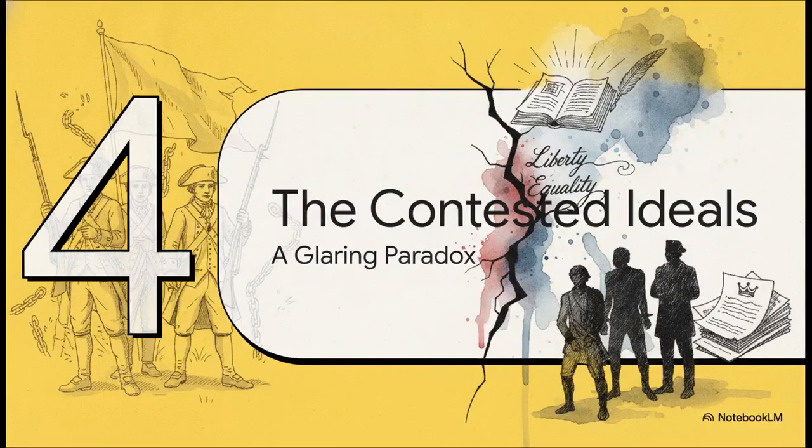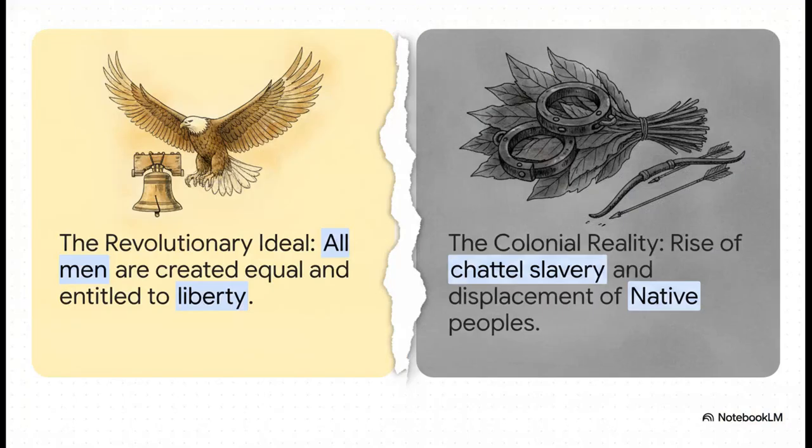Now we need to look at the whole picture, which brings us to Section 4, the contested ideals. There is a very glaring paradox at the heart of this newly forming society. On one hand, you've got this beautiful revolutionary ideal that all men are created equal and entitled to liberty. But on the other hand, the stark colonial reality in places like Virginia was the systemic, brutal rise of chattel slavery to support that lucrative tobacco economy.